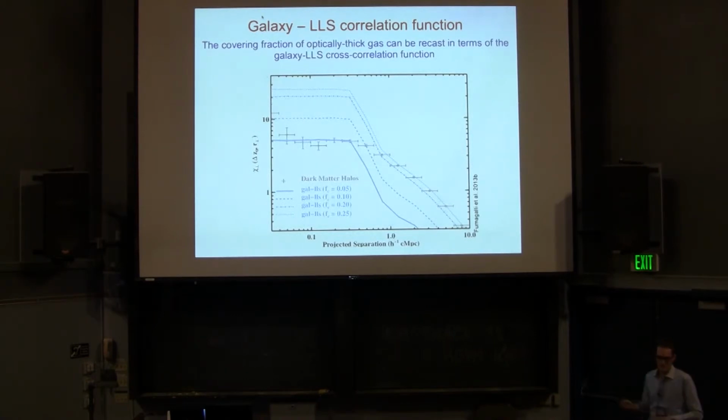While when you move to larger distances, you just recover the two-point correlation function for galaxies, and the normalization is again set by the covering factor. So far so good, but you might be wondering, you have been talking about galaxy-quasar pairs all the time, so what's new? Why do we win in doing this?